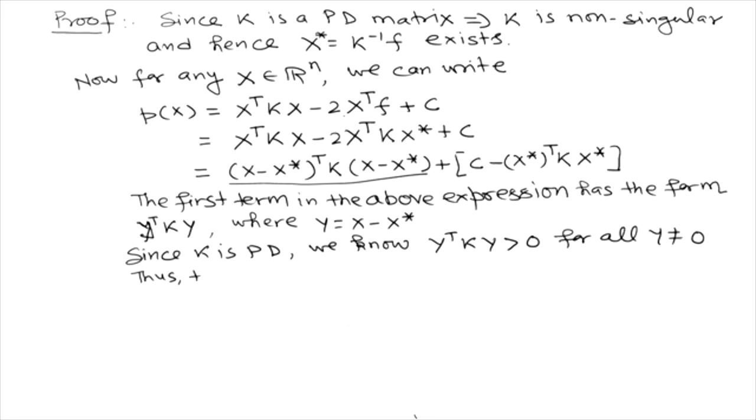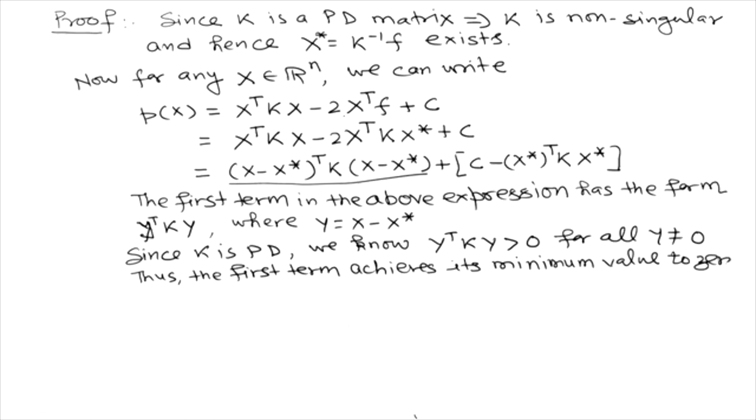Thus, the first term, the underlying quadratic term, achieves its minimum value 0 if and only if y equals 0, because then only this term will become 0. This implies y equals x minus x star, so x minus x star equals 0, or x equals x star.